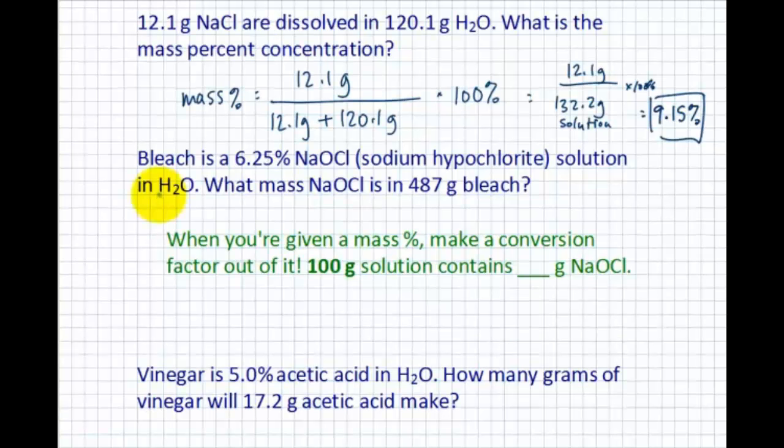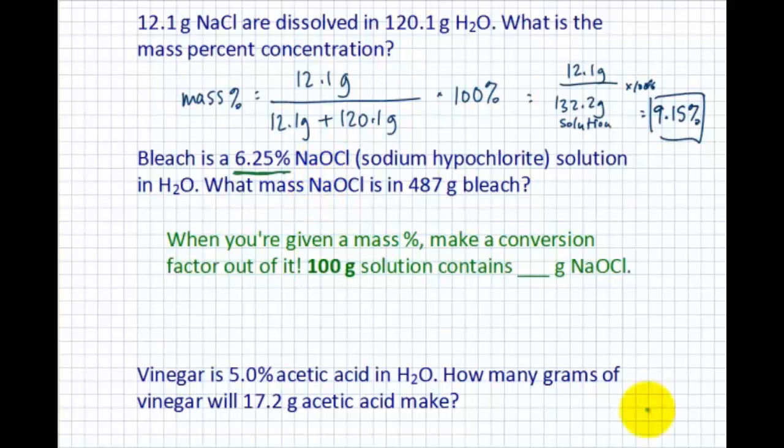If we have a problem like this one where you're given a percent to work with, there's a couple of ways that we can deal with that, right? First, let's read the problem, make sure we understand it. What is sold as bleach, okay, is actually a 6.25% sodium hypochlorite. And it's an ionic compound. There's sodium, there's hypochlorite. It's a solution in water. What mass of sodium hypochlorite? Sodium hypochlorite is like the active ingredient, okay? But the bleach is only 6.25% that. The rest of it, it's water.